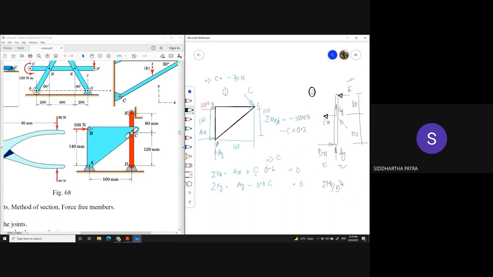For example, if I write the moment equation this time for the second body with respect to D, that would be 0.12 Cx plus 0.2 E equals 0. And then I can also write the force equations for the second body, which is sigma Fx is Dx minus Cx minus E equals 0, and Fy is Dy plus Cy equals 0.